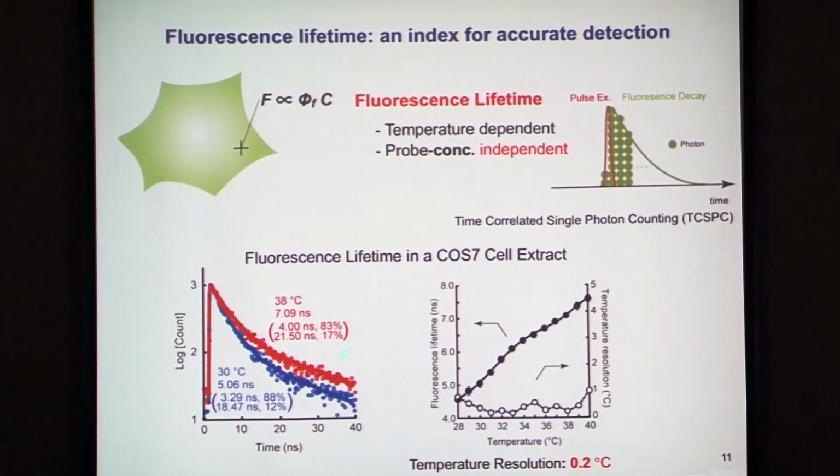But anyway, the fractions are not really different between temperatures. So we can just compare the average fluorescence lifetime at each temperature. This is a calibration of the fluorescence lifetime as a function of temperature. So we can measure the temperature just by acquiring the fluorescence lifetime in each pixel in the cells. And again, the temperature resolution from this calibration curve gives us 0.2 degrees.